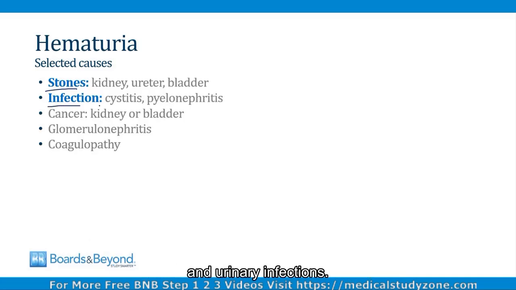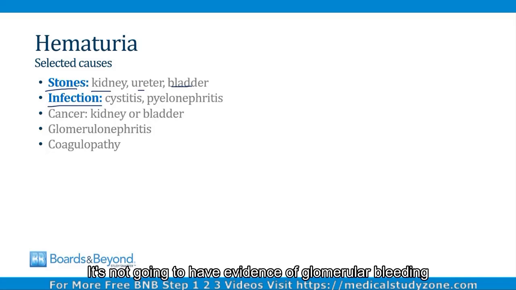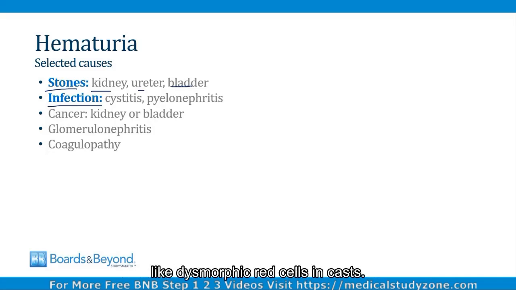On this slide, I've listed some selected causes of hematuria. Some of the most common are urinary stones and urinary infections. Stones present in the kidneys, the ureter, or the bladder can all lead to hematuria. It's usually gross hematuria. It's not going to have evidence of glomerular bleeding like dysmorphic red cells and casts.